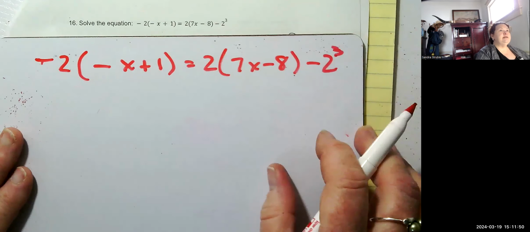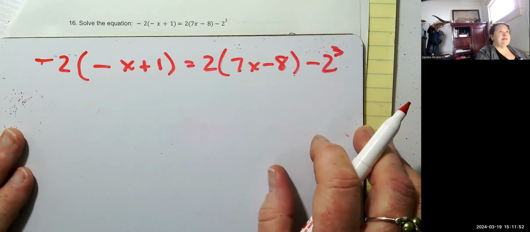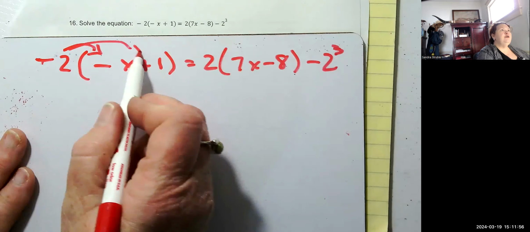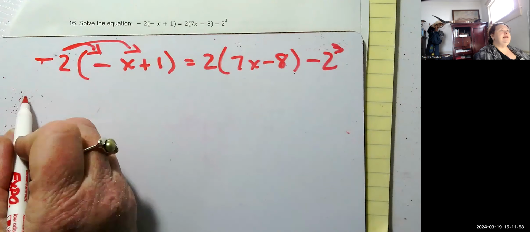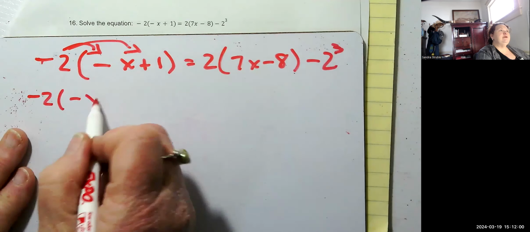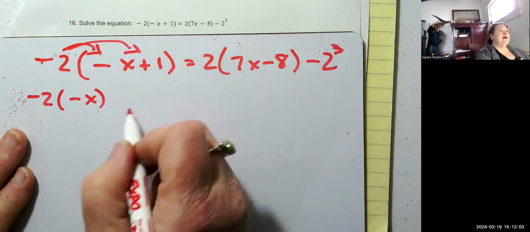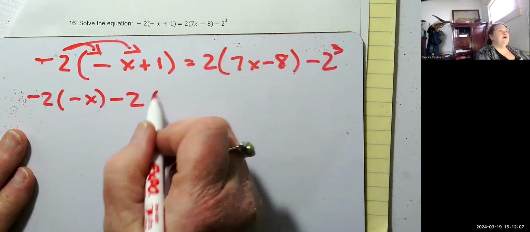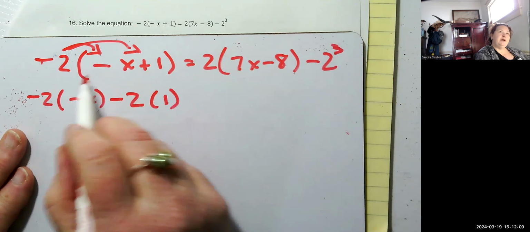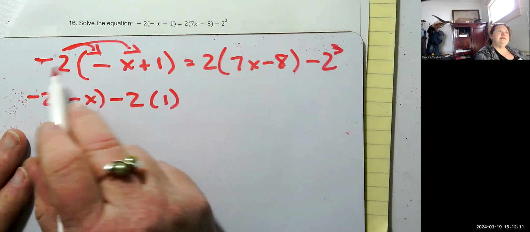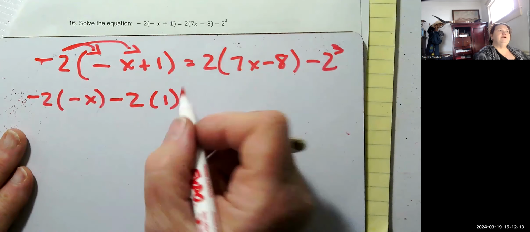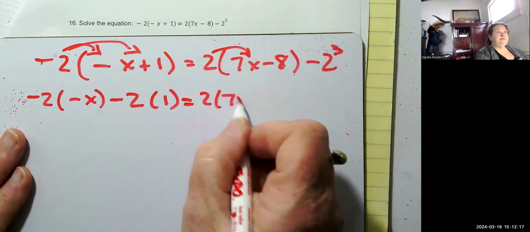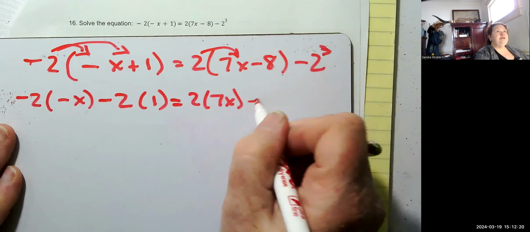All right, parentheses. We cannot combine anything parentheses-wise, but I can distribute this -2 over this binomial. So it's -2 times -x plus -2 times 1. A lot of you are not multiplying to both, or you're messing with the signs and it's just getting messed up. This one is 2 times 7x minus 2 times 8.